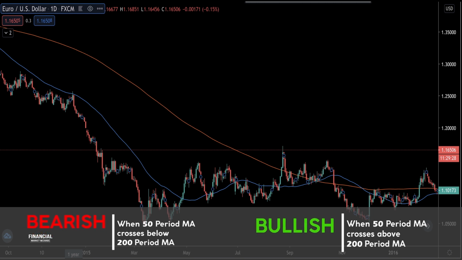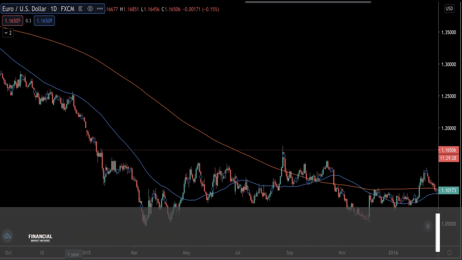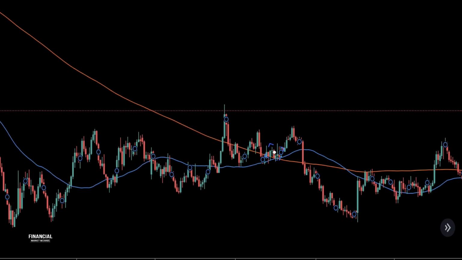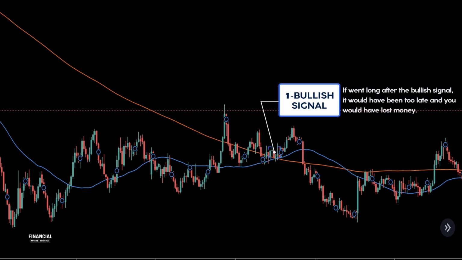In this chart example, note that the signals generated by the moving average occur rather late. If you took the first signal and went long after the bullish signal, it would have been too late and you would have lost money. This is because by the time the moving average gave the signal, price had already risen significantly.